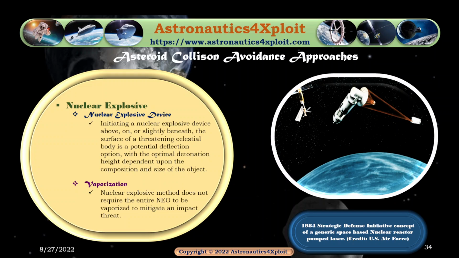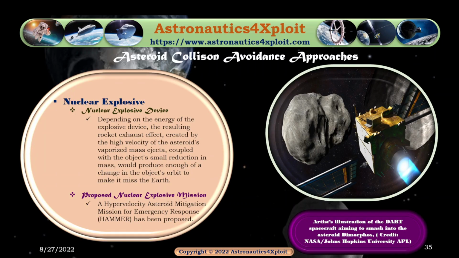This picture shows the 1984 Strategic Defense Initiative concept of a generic space-based nuclear reactor. Depending on the energy of the explosive device, the resulting rocket exhaust effect created by the high velocity of the asteroid's vaporized mass ejected, coupled with the object's small reduction in mass, will produce enough of a change in the object's orbit so as to make it miss the Earth. A hypervelocity asteroid mitigation mission for emergency response has been proposed.